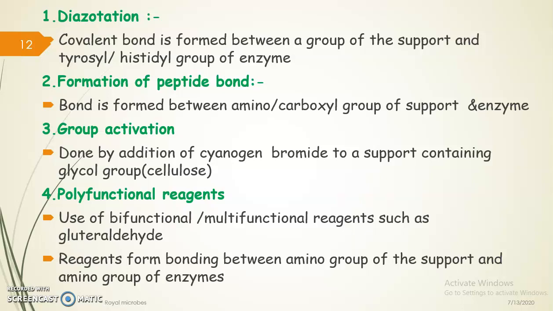Group activation, this can be done by addition of certain substances, mainly cyanogen bromide, to a support containing glycol group. That is, here we are adding an additional substance, cyanogen bromide. Example for such type of support is cellulose. By adding cyanogen bromide to cellulose, we can see group activation or covalent bond formation occurs. That is group activation. Hope you all understand.